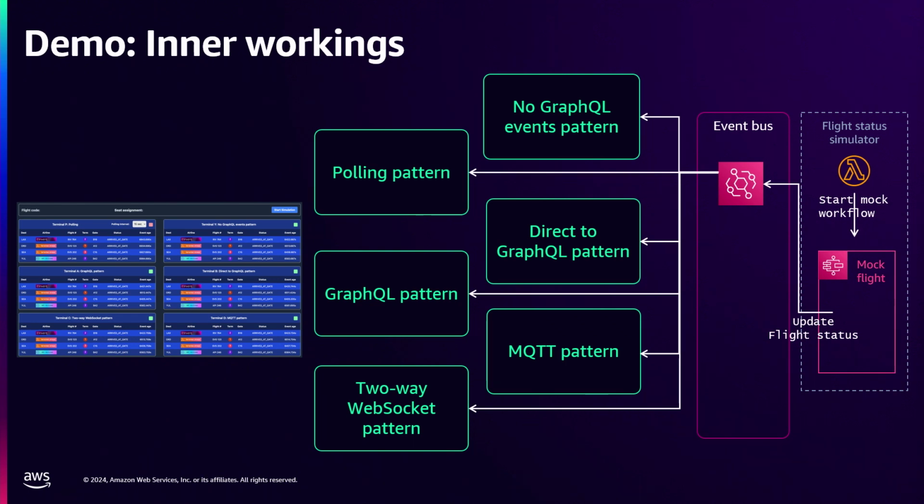But we're simulating a bunch of flight status changes through a Step Functions workflow. Our Step Functions workflow is using the new JSONata capability that came out a few weeks ago. So you'll be able to leverage that in the source code at the end. And we're hooking into all of these patterns through the EventBridge connection. So why don't we go ahead and see it?